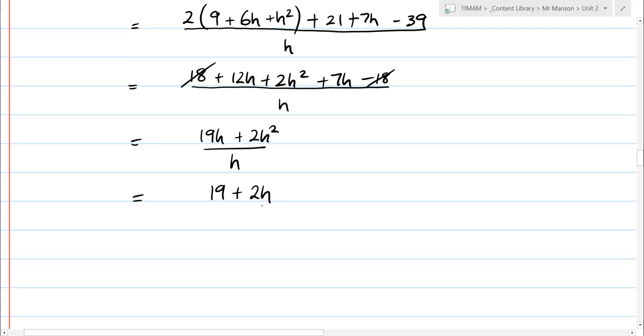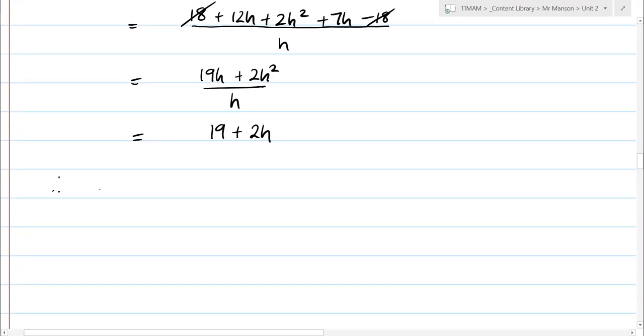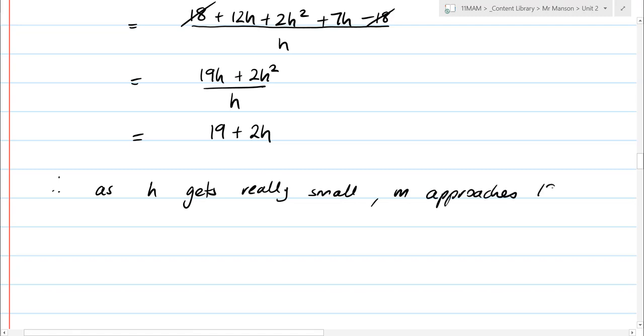Now, what happens to 19 plus 2h as h gets really small? It gets closer to 21. Gets closer to 19. Oh, wait. No. If we talk about the limit as h approaches 1, this will get closer to 21. If we talk about h getting really small, it means it's approaching 0, so it gets closer to 19. So therefore, as h gets really small, m approaches 19.